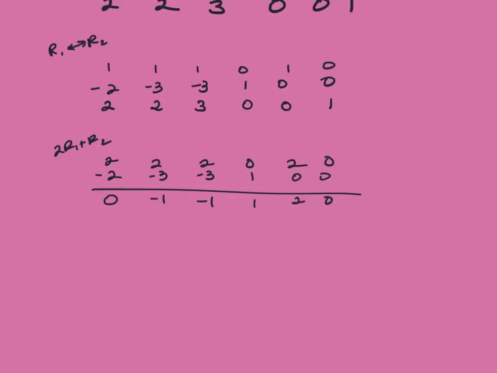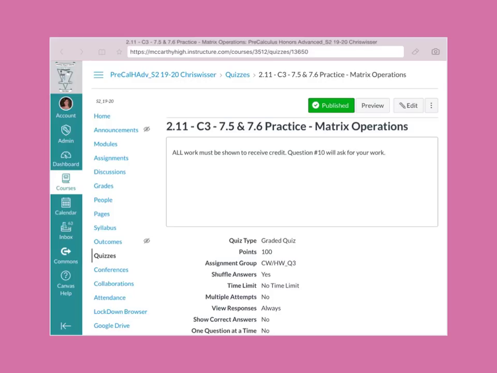Everybody's good? Okay, so instead of starting something new today, we're going to just do a little quick review. If you go to Canvas, on your to-do list should be a thing that says 2.11, 6, C3, 7.5, and 7.6 practice. It's a quiz, like a practice quiz.